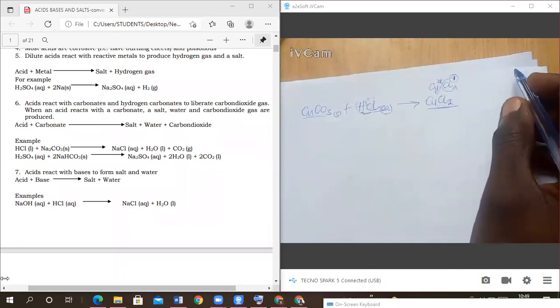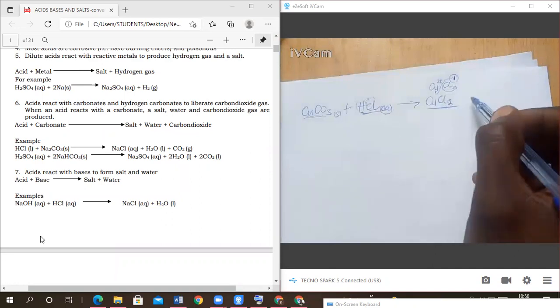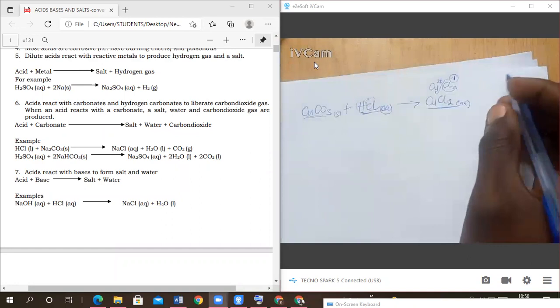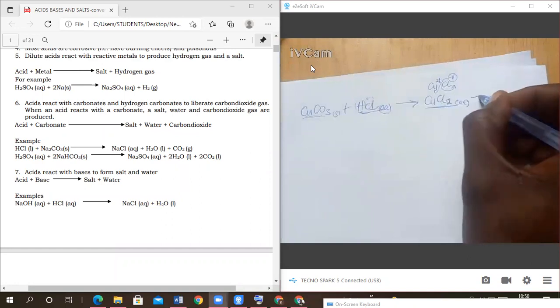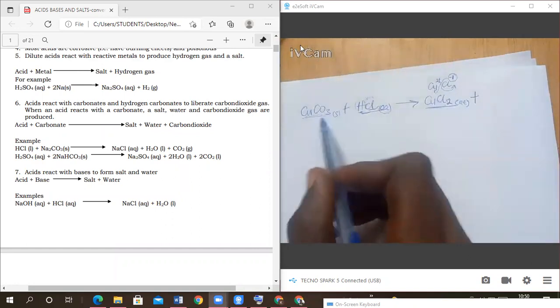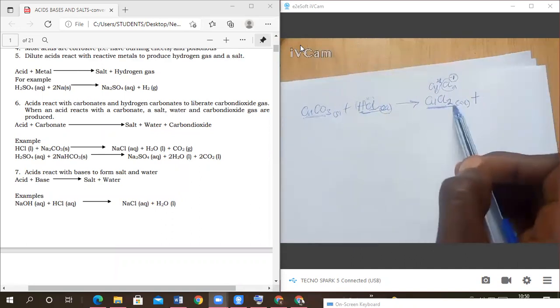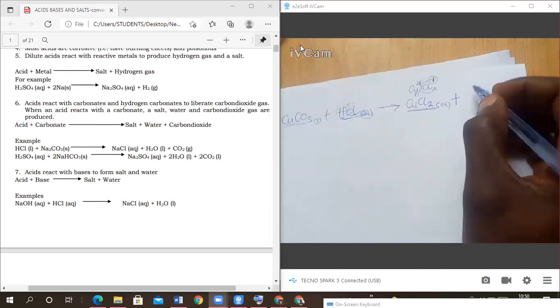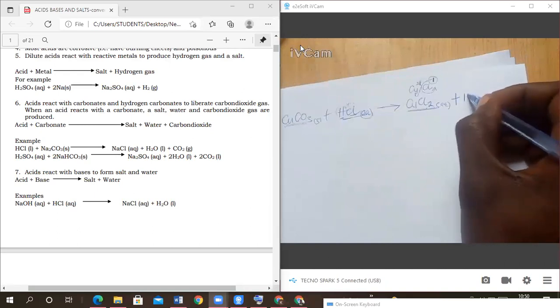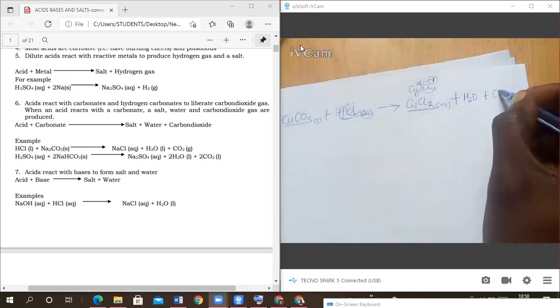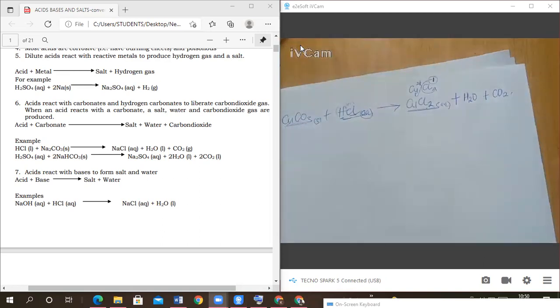On chloride. So that is what happens. You are writing copper chloride. Since it is a soluble salt, it is aqueous. Okay, Vanita, thank you. So we said when an acid reacts with a carbonate, you get a salt. What is another element formed? Water and what? Carbon dioxide gas.